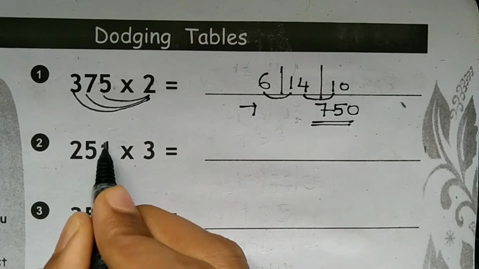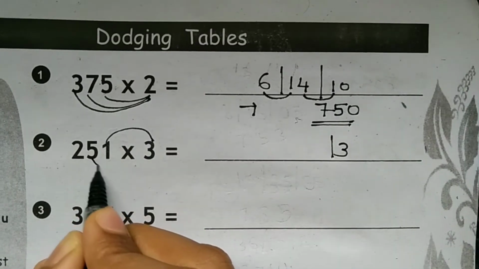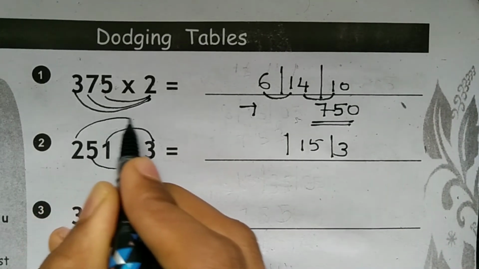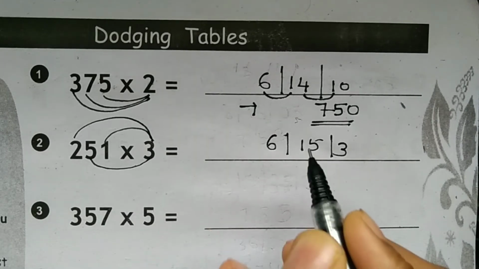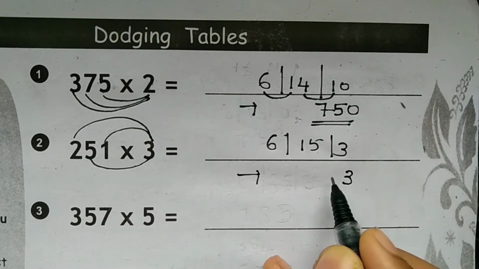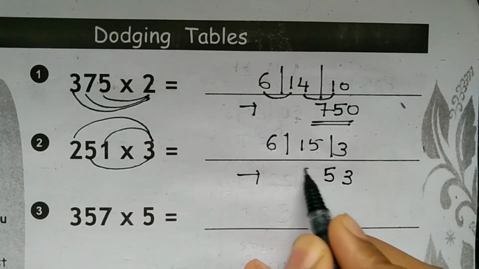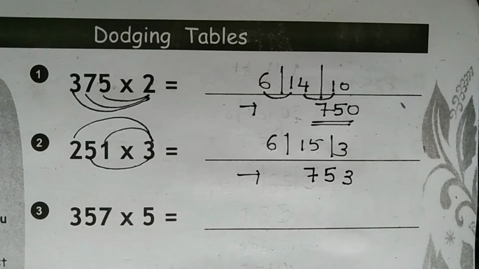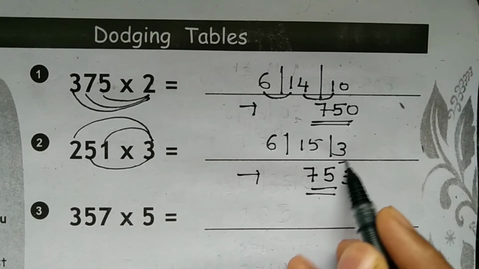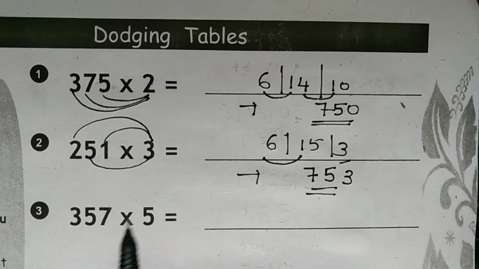Next, first 1 and 3, that is 3. Then 5 and 3, that is 15, then 3 and 2, that is 6, then last digit is 3 and 5 as it is, then 6 and 2 1 is 7, that is 753. Here when in question 257 the last digit is 1, that time we consider this step method.